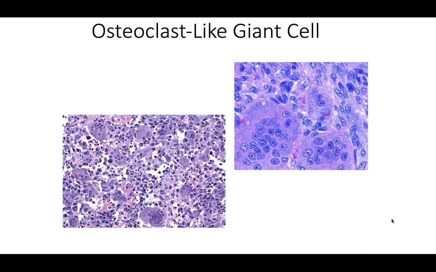Now, you may not be able to orient it to a tendon sheath, and you may just have some type of osteoclast-like giant cell tumor of soft tissue as well. So really take it into context. But the purpose of these slides is just to orient you to the basic types of giant cells.